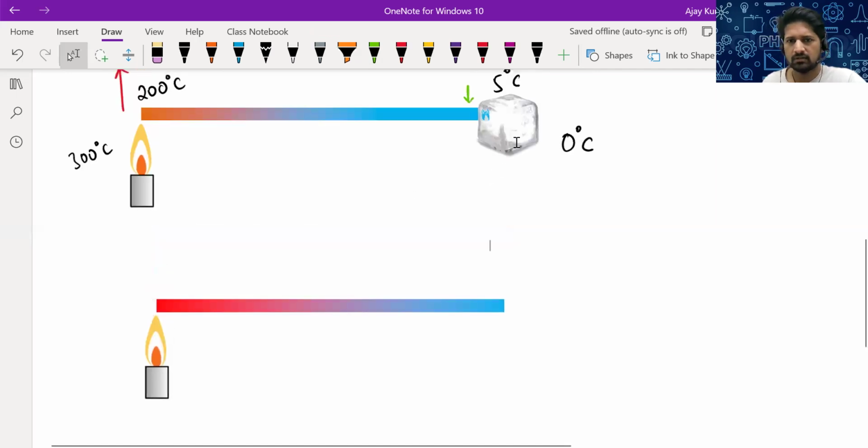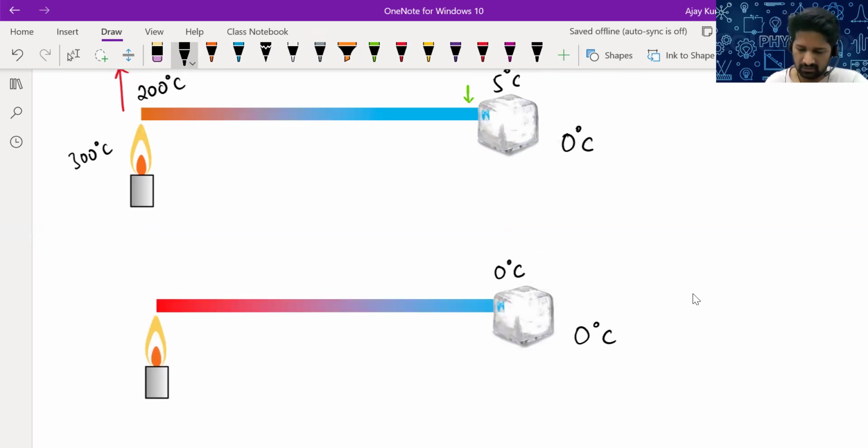You continue the flame, and let's say the ice has still not melted. So the right end continues to be at 0 degrees, and this end has actually reached a temperature of 0 degrees. The flame is at 300 degrees. Let's say this end has actually attained a temperature of 300 degrees. Now no further change in temperature will happen. Now one end is at 300, the other end is at 0. That naturally means that other layers in between will be at temperatures between 300 and 0.